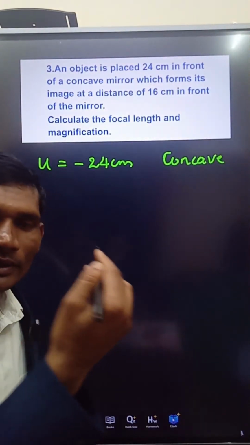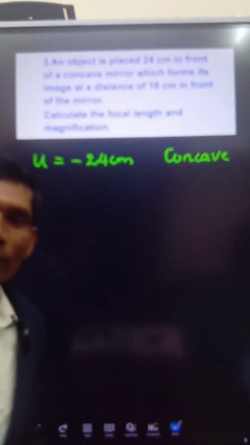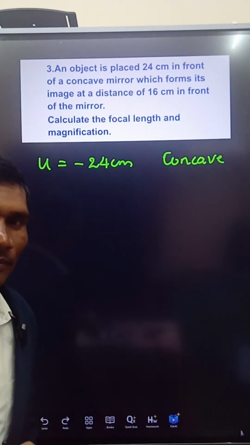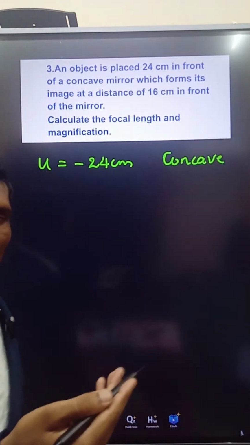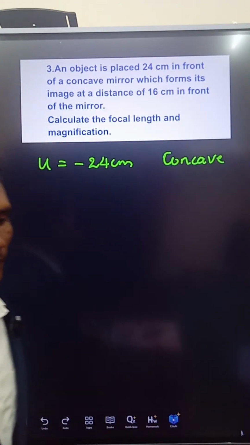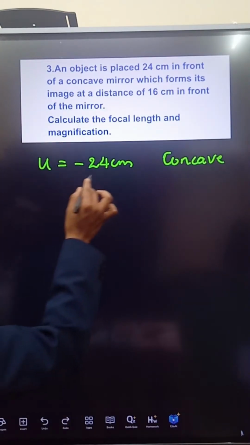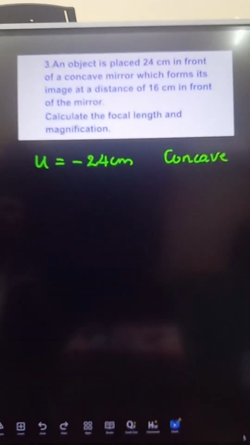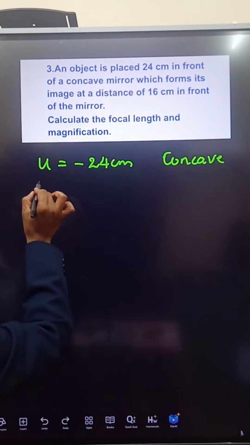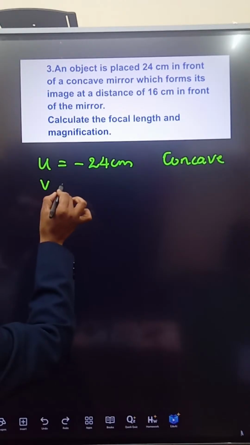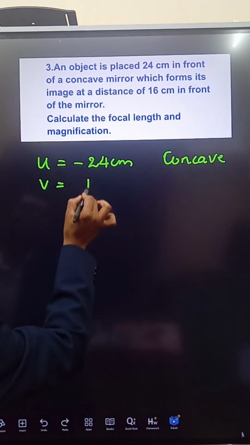You don't need to get confused with this at all. Just think of only f, where it comes. The object should always be kept on the left side of the mirror, no matter whether it is a concave mirror or a convex mirror. If it is kept on the left side, it should always be negative. Next, they have given that it forms its image at a distance of 16 centimeter. Image distance they have given: 16 centimeter.